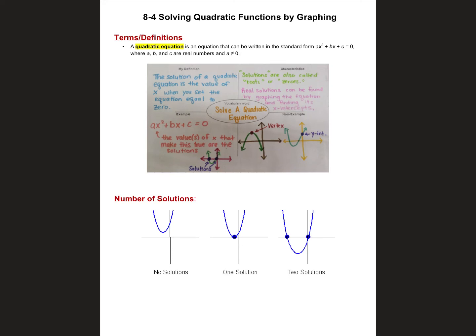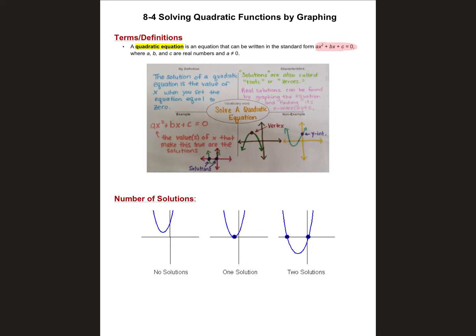This is 8-4, solving quadratic functions by graphing. The difference here is we've been using standard form of ax squared plus bx plus c is equal to y. Now it's going to be equal to 0, and that means that you have to solve the quadratic equation. So if you are solving the quadratic equation, you're looking for x-intercepts.